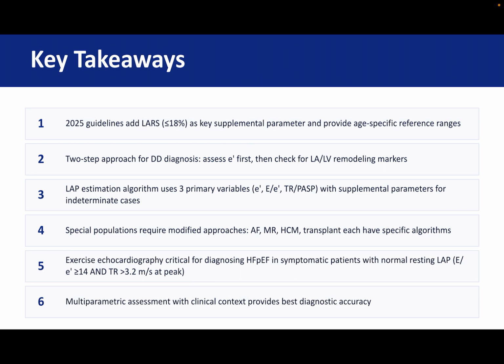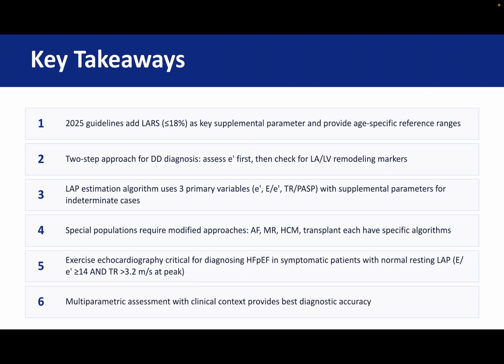Diagnosis of diastolic dysfunction and grading of diastolic dysfunction are separate questions. Left atrial pressure estimation uses three primary variables: E prime, E to E prime, and TR. If all three are abnormal, left atrial pressure is elevated. If all three are normal, left atrial pressure is normal. If mixed, check supplemental parameters. Special populations need special algorithms: AF, MR, hypertrophic cardiomyopathy, MAC, transplant. Each has a specific modification.